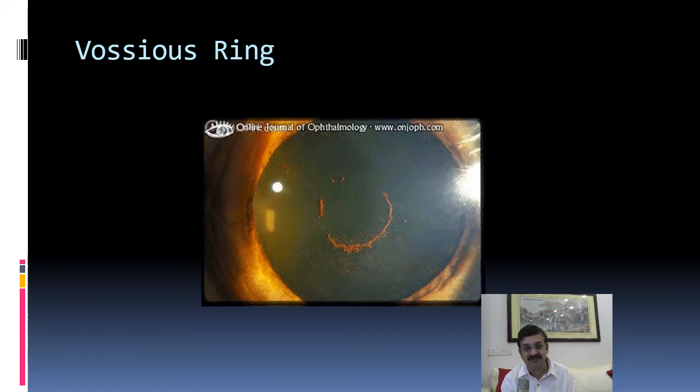Now Vossius ring. What is a Vossius ring? Vossius ring is basically an imprint of the iris pigments on the anterior capsule of the lens. This happens when there is a trauma to the eye, and such is the trauma that the cornea is displaced all the way so as to touch the iris and the lens. Such is the force. So the cornea is totally deformed, and it hits the anterior capsule of the lens, as a result of which the imprint of the iris pigments is left behind on the anterior capsule, as you can see.